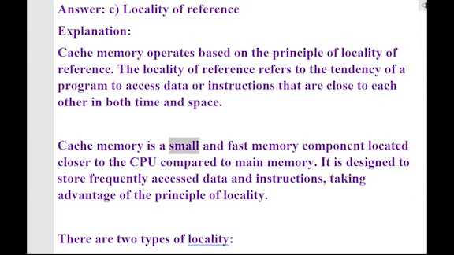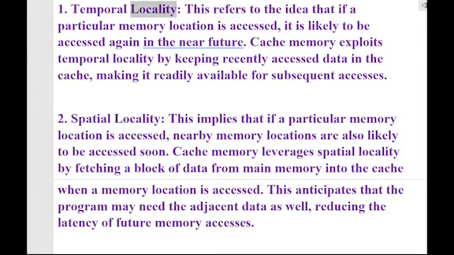Cache memory is a small and fast memory component located closer to the CPU compared to main memory. It is designed to store frequently accessed data and instructions, taking advantage of the principle of locality. There are two types of locality. 1. Temporal locality. This refers to the idea that if a particular memory location is accessed, it is likely to be accessed again in the near future. Cache memory exploits temporal locality by keeping recently accessed data in the cache, making it readily available for subsequent accesses.